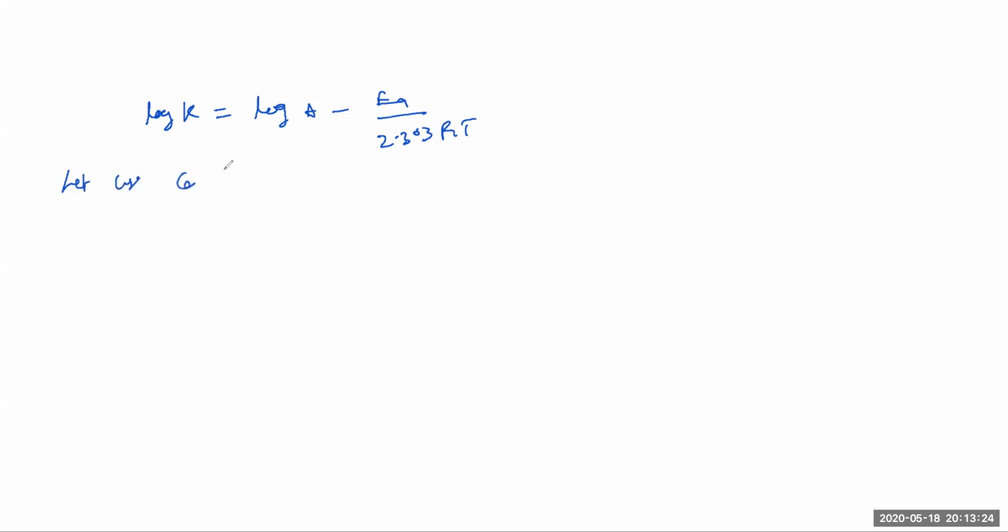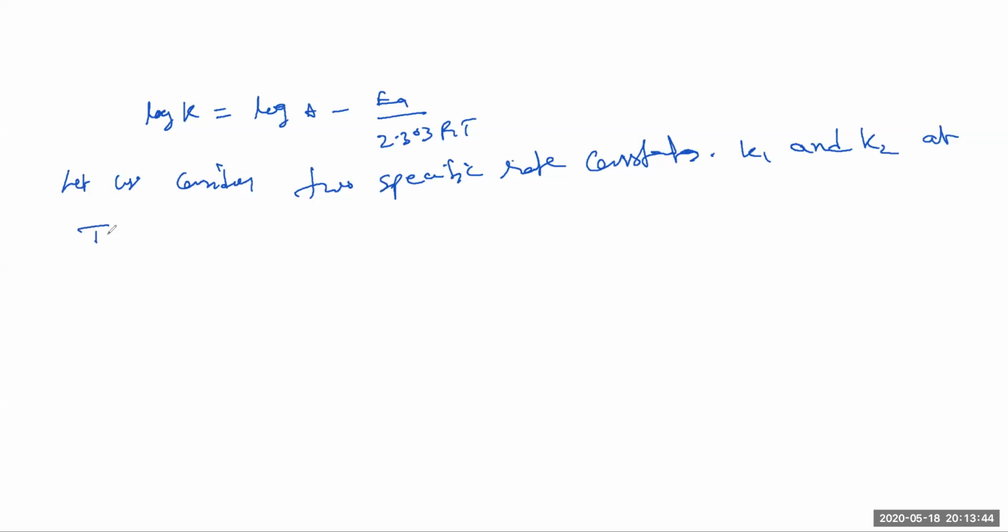Now, let us consider the two specific rate constants, K1 and K2 at T1 and T2 respectively.